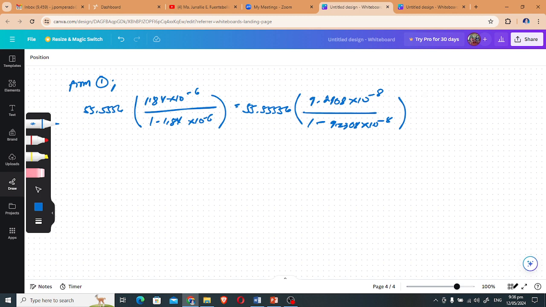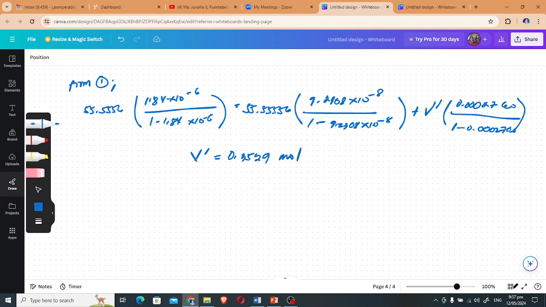Now, on the second term here on the right side of our equation, we'll have the V prime, which needs to be multiplied to 0.0002760. This is taken from our answer a while ago. I'll go back later to that particular page. 1 minus 0.0002760. So in here, you'll be able to get the V prime, and that's the air that enters the column to take out the benzene from water. So this is your V prime.